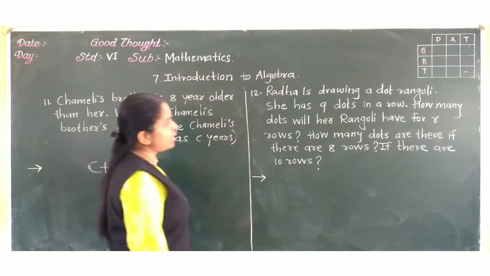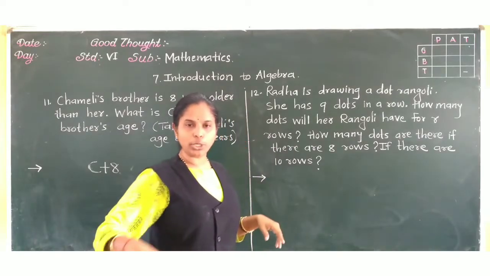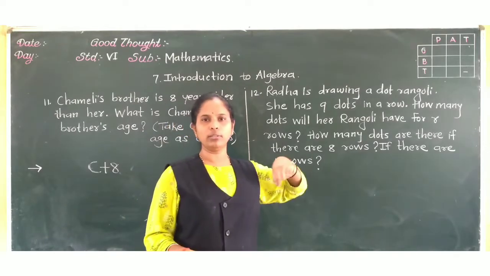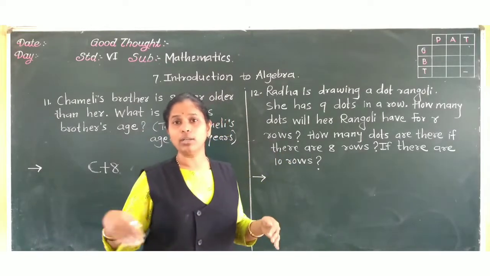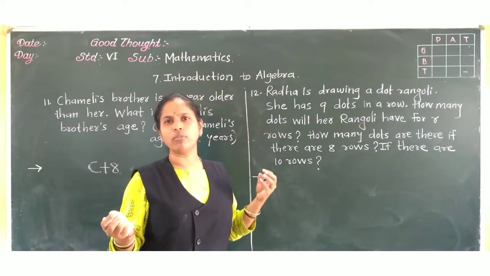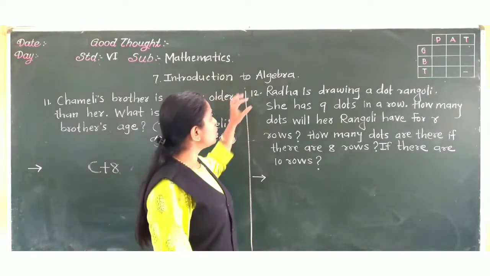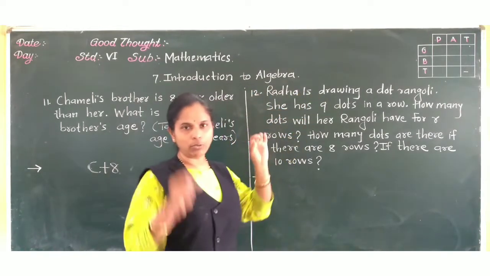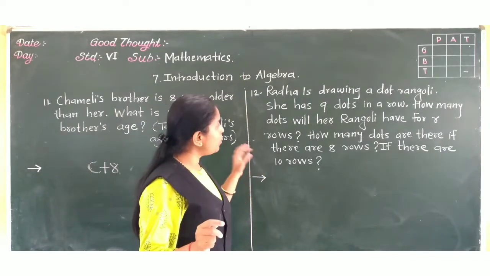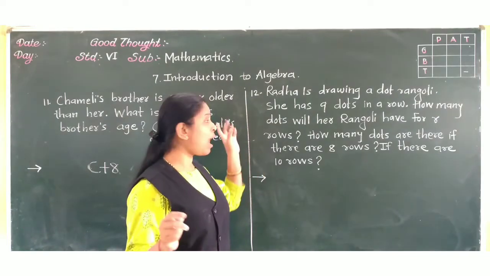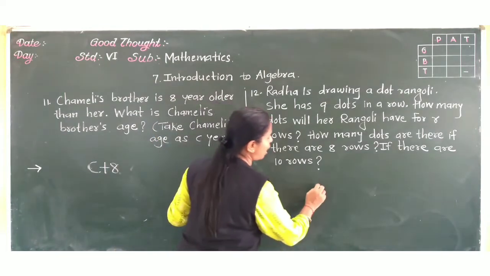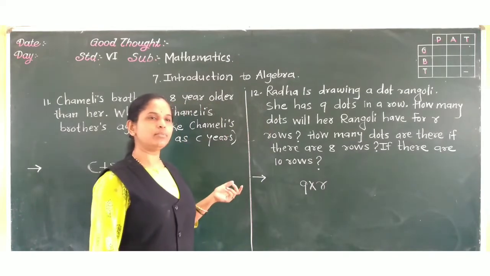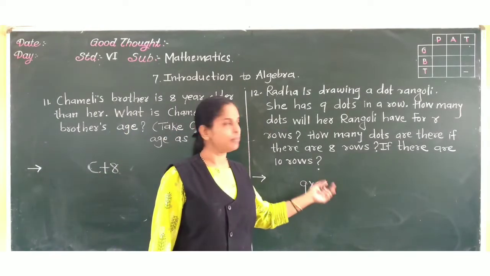Next, Radha is drawing a dot rangoli. Dot rangoli, do you know? During Diwali time mostly we put dots, then we join the dots in a particular way to form an excellent, or we can say beautiful, pattern. So Radha is drawing a dot rangoli and she has 9 dots in a row. In one row 9 dots are there. How many dots will her rangoli have for r rows? If the number of rows is r, and in each row 9 dots are there, then how many dots will be there? 9 into r. Got it?